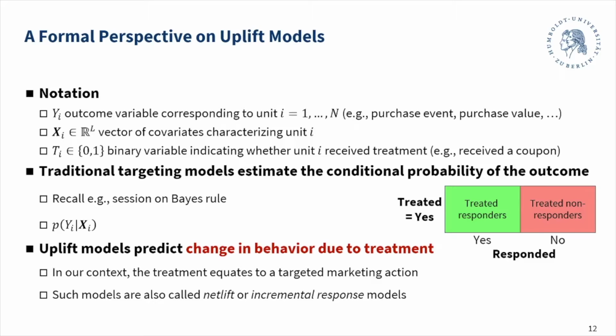For those who have been treated, they predict whether people respond or not respond. That's exactly what we did last week, in fact. Uplift models rather predict the change in behavior because of the treatment. Sometimes people call these net lift models, incremental value models, or incremental response models. These are some terms that also exist. I call them uplift models.